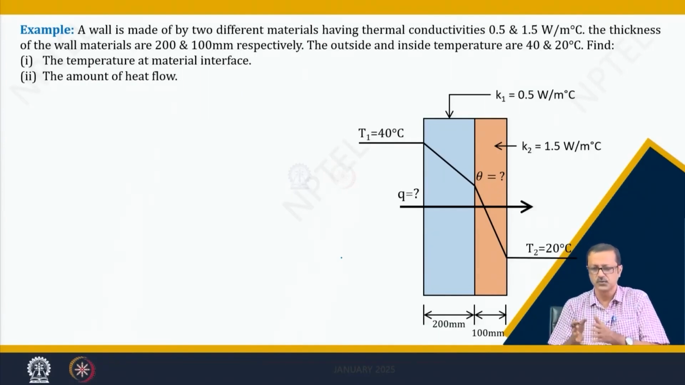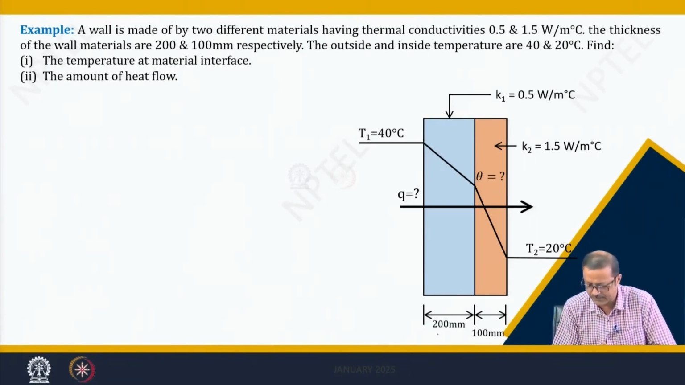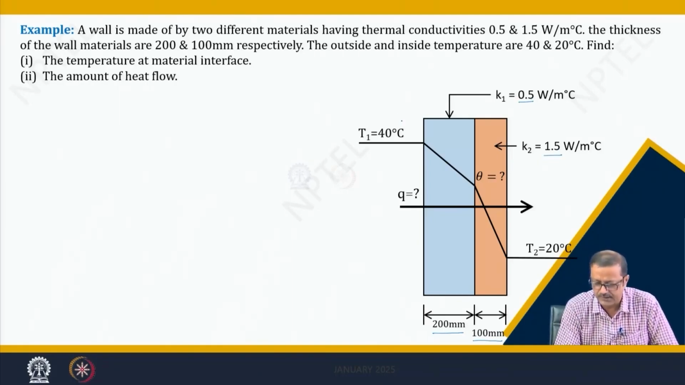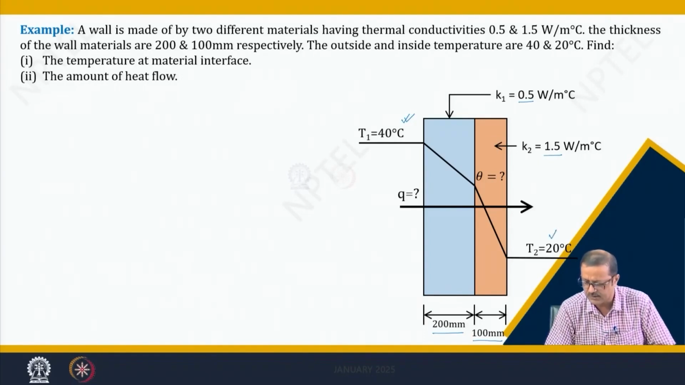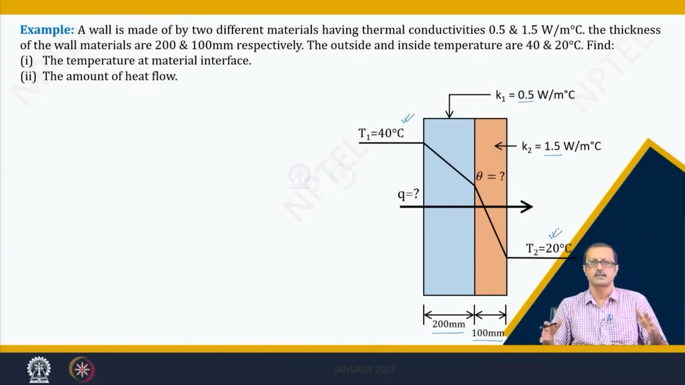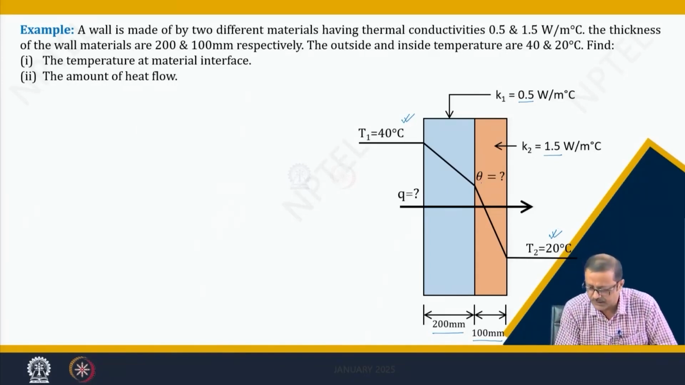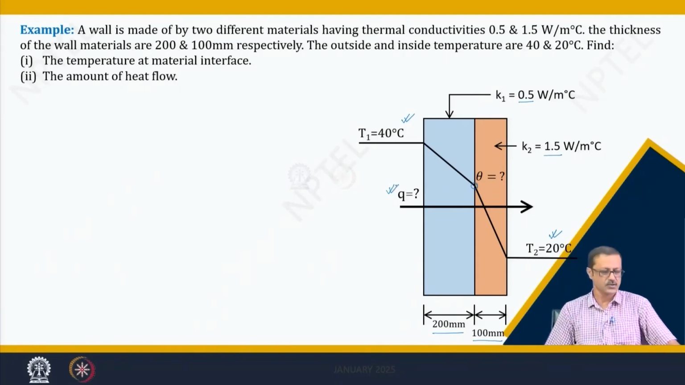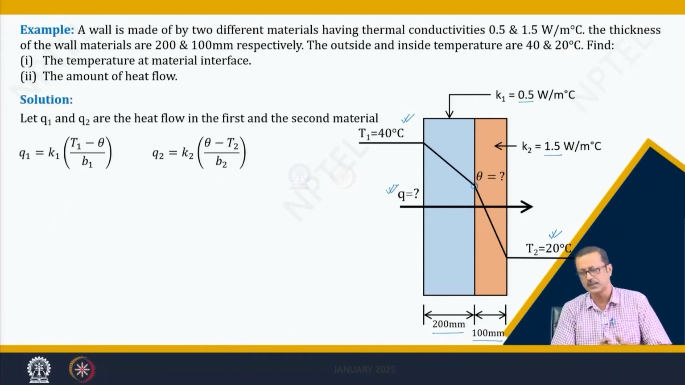Suppose a wall is made of 2 such materials and the K values are mentioned. The first layer, the right hand side layer, is 200 mm thick, and the second one is 100 mm thick. The K values are 0.5 and 1.5, and on one side the temperature is 40 degree centigrade and on the other side 20 degree centigrade. So there is a temperature gradient. My question is how much will be the temperature at this particular junction and how much will be the heat flux.